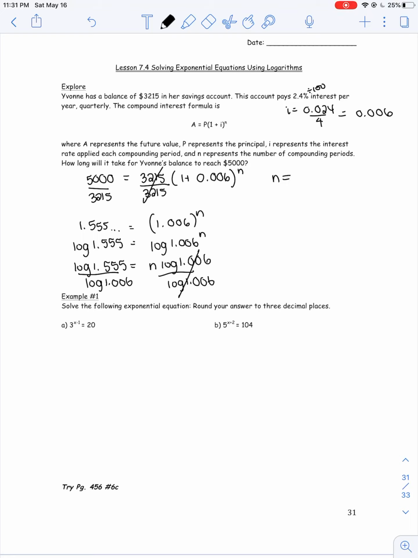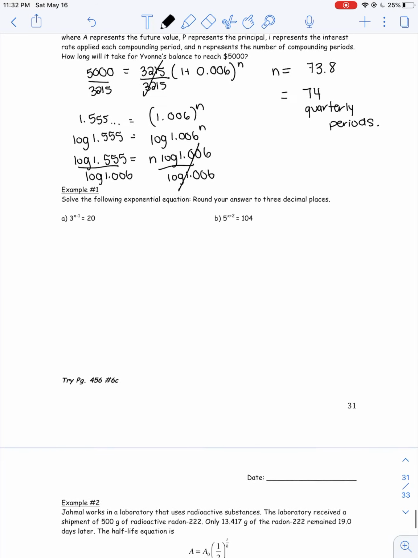So in your calculator, you're going to have to put log 1.555 divided by log 1.006. Close that, and you should get that it is 73.8 quarterly periods, which we're going to round up to 74 quarterly periods. Okay, so that's our answer, 74.